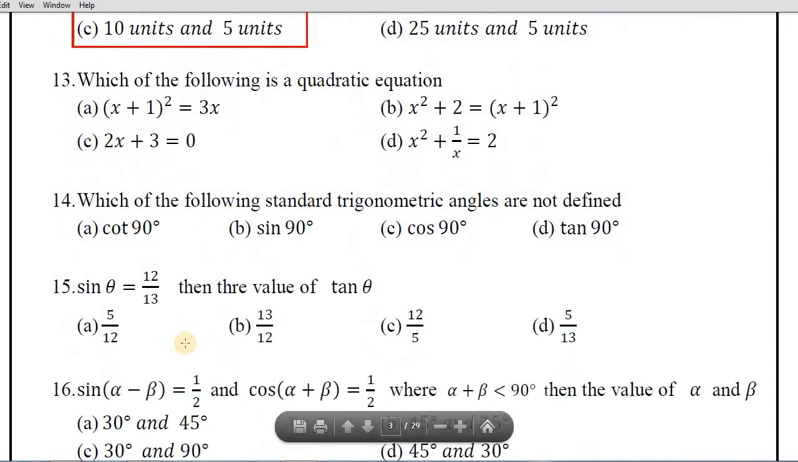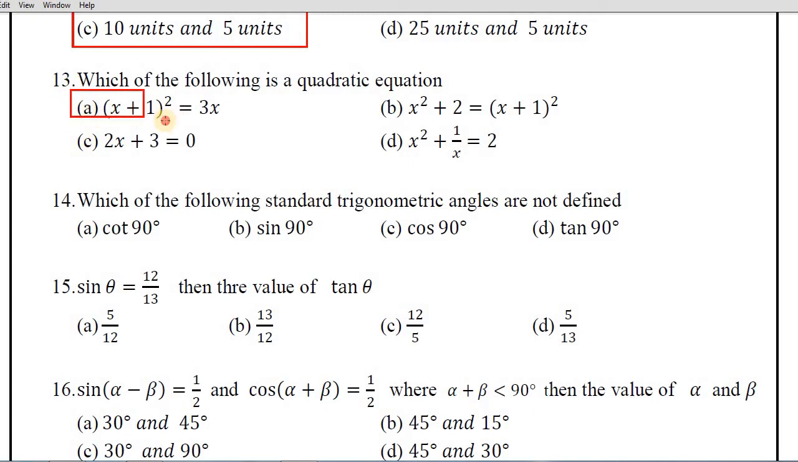So question number 13. Which of the following is a quadratic equation? This kind of problem we have also solved. See the first one. (x plus 1) whole square equals 3x. It is in the form of (a plus b) whole square, so it gives x square. In a quadratic equation, x square should be there; the highest degree should be 2. So in option A itself we get that. Hence for this question the right answer is option A.